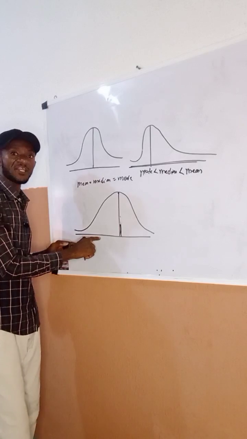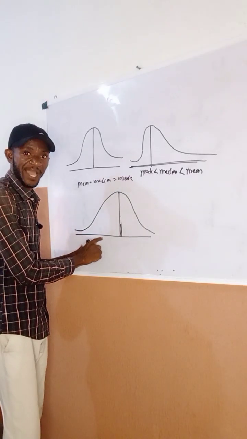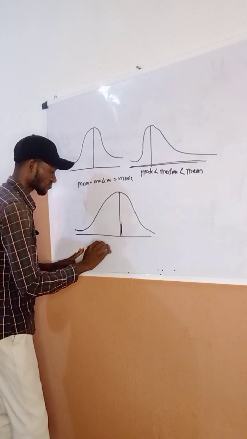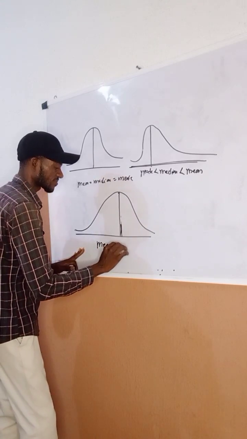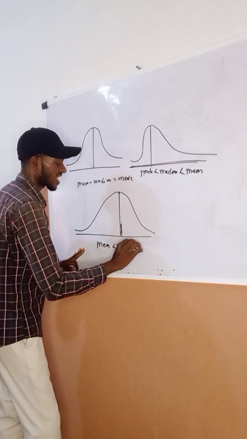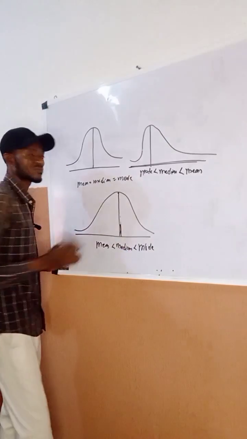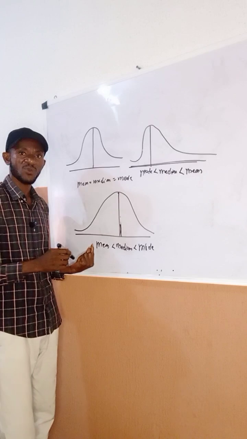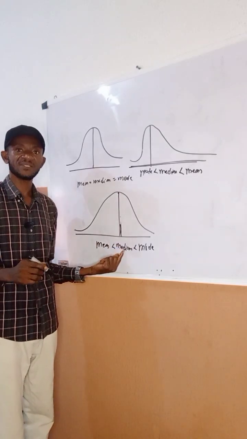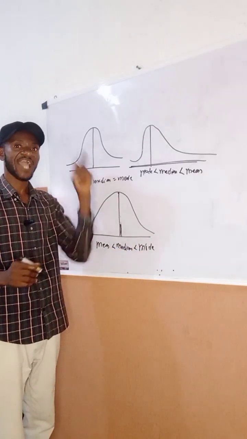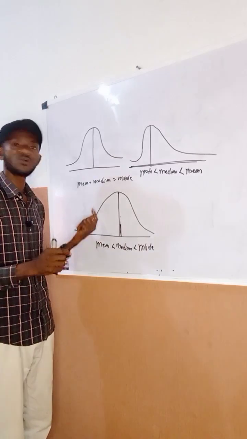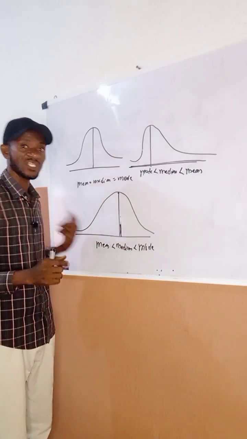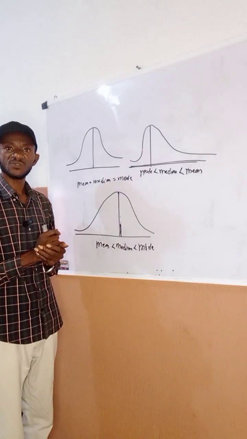So, of course, we are equally told that if it happens this way, it means that our mean is less than our median, which is less than our mode. That's what we are told. So when you compute and your mean becomes smallest, followed by the median, while the mode becomes the highest, the implication is that your distribution is skewed to the left. You understand?